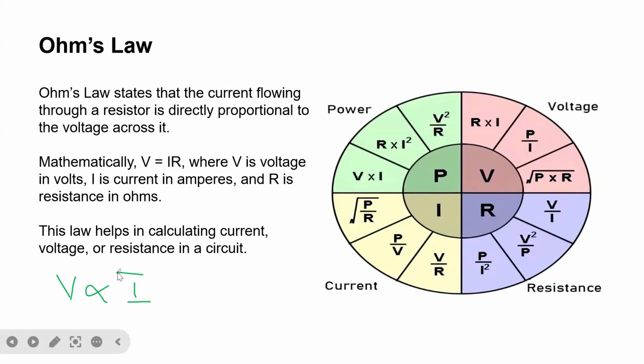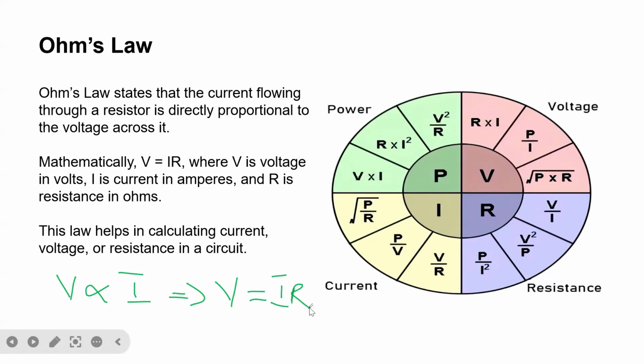And of course, remember, whenever there is a proportionality, we introduce a constant. So this implies that V is equal to the constant times I, so we have V = IR. The R here is resistance. This law helps in calculating current, voltage, or resistance in a circuit. So if you want to calculate the current, voltage, or resistance of a circuit, you can use Ohm's law, which is V = IR.